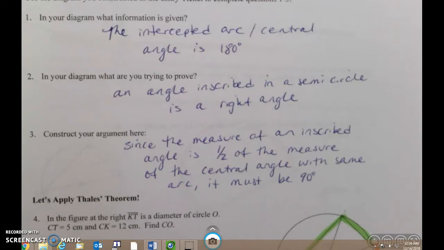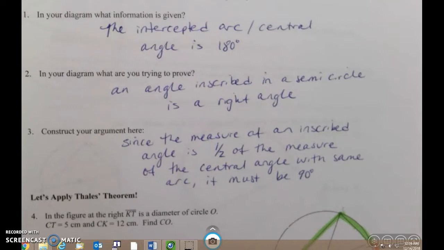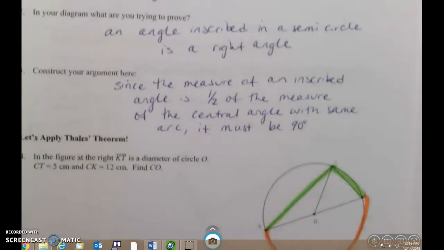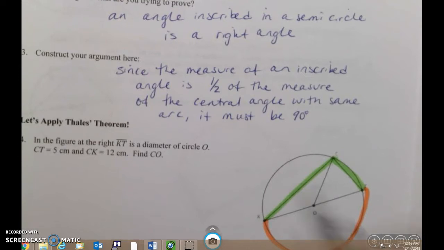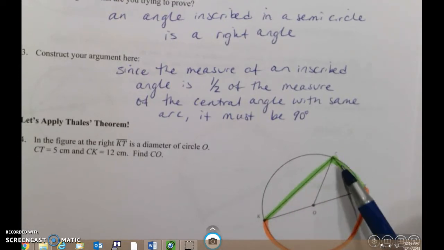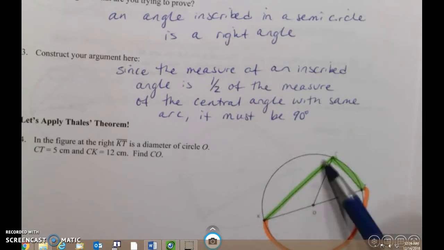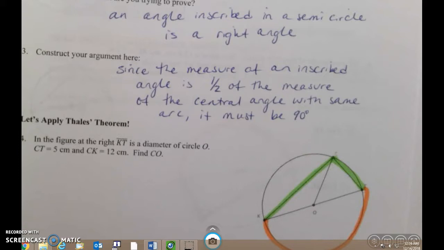If you take a look at page 101, you'll see that we asked you to draw a picture of the scenario of Thales' theorem where you have an inscribed angle intercepting a semicircle. And we know the intercepted arc is 180 degrees. So that's what's given. We're trying to prove that the inscribed angle would be 90 degrees. So since the measure of an inscribed angle is half of the measure of the central angle with the same arc, it must be 90 degrees. And there's a few examples for you to try with these as well.